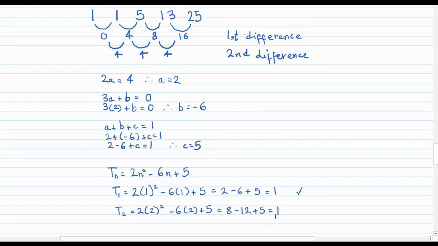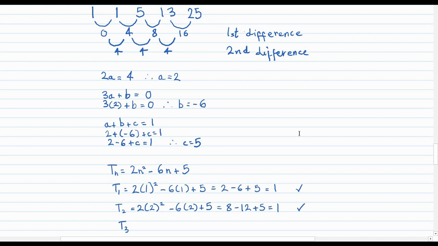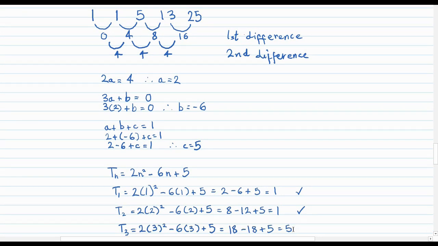Next, for the second term, we get again a value of 1. And looking back at the sequence, we can see that the second term is indeed 1. Lastly, we'll look at the third term, which gives us a value of 5, which is the same as the third term in the sequence. So that confirms that the equation is correct.